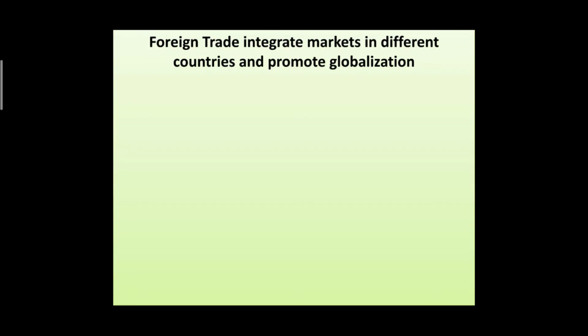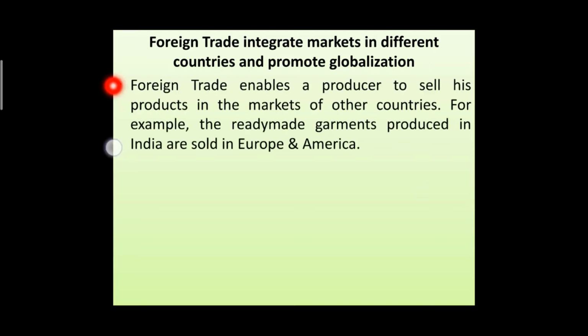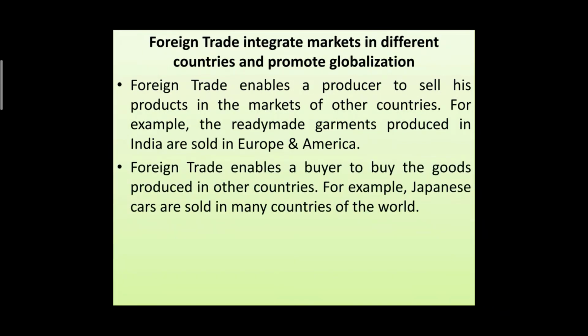So let's check the next term, foreign trade. Another interrelated term we have is foreign trade, which means the buying and selling of goods under an agreement, where goods and services flow from one nation to another. Trade means the exchange of goods and services, which promotes the integration of markets of different countries. Foreign trade enables a producer to sell his products in the markets of other countries. For example, the ready-made garments produced in India are sold in Europe and America. That is the basic function of foreign trade.